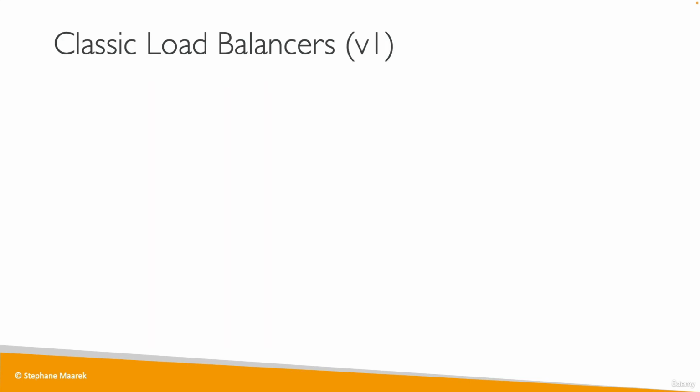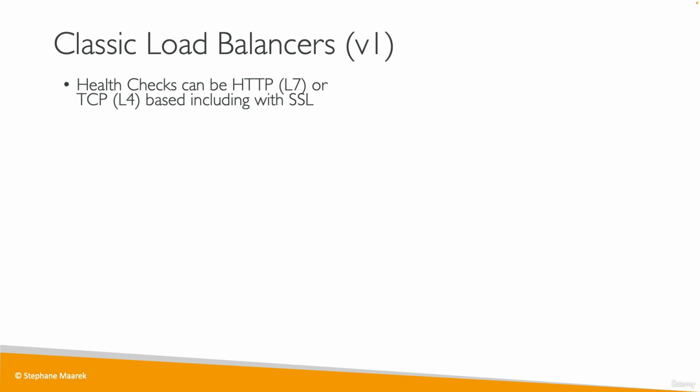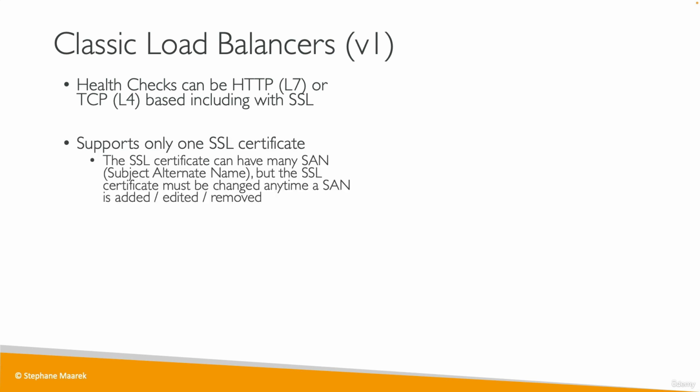So the first one is the classic load balancer, and you have health checks on it. They can be at the layer 7 with HTTP or at the layer 4 with TCP, including based on SSL. It supports only one SSL certificate, which is a problem, but the SSL certificate can have many subject alternative names, so SAN. But in that case, once you want to add or remove a SAN, then you need to update the SSL certificate with all the subject alternate names.